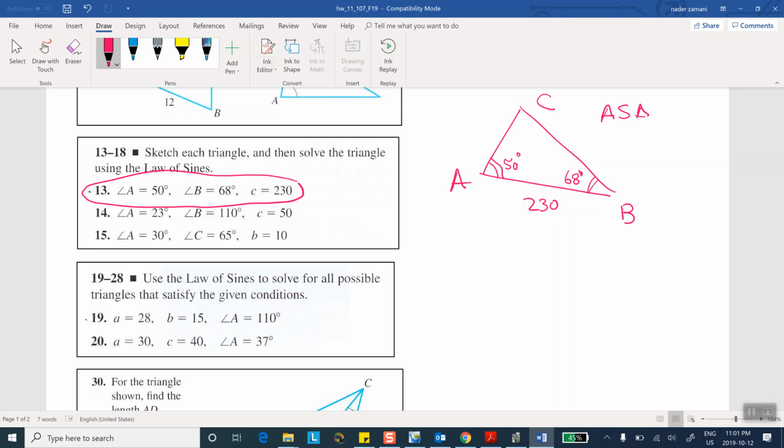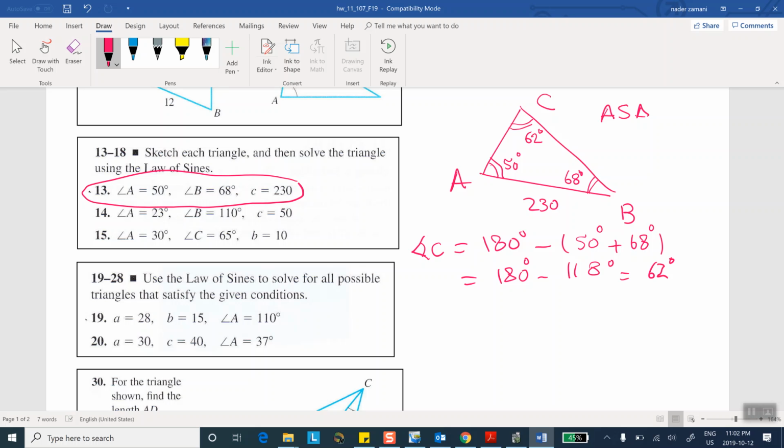We don't care. Okay, so this angle is angle C. Angle C is 180 degrees minus 50 degrees plus 68 degrees. Let me draw this as an angle like that, so that you don't take it by mistake as the side. So this is going to be 180 minus 118, and this is 62 degrees. So this angle is 62 degrees.